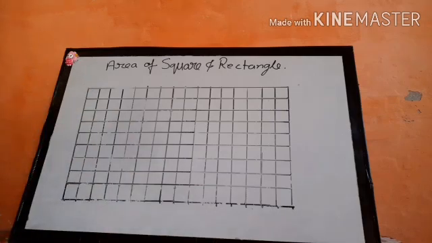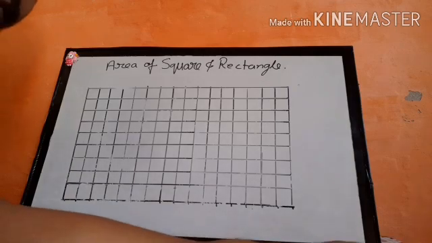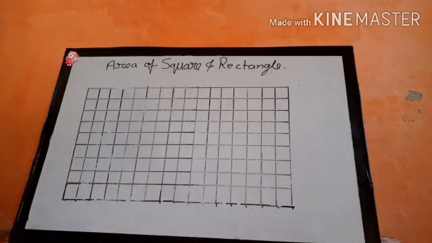Students, in the previous video I told you how to find the area of definite or indefinite shapes with the help of graph paper, square paper or grid paper. Today we are going to find the area of the square and rectangle with that method, before going directly to the formulas, we will talk about something.